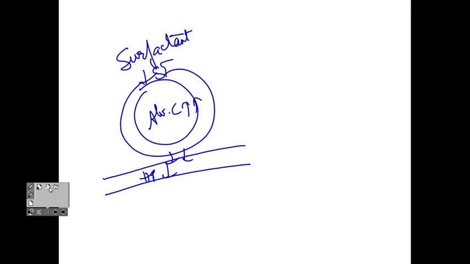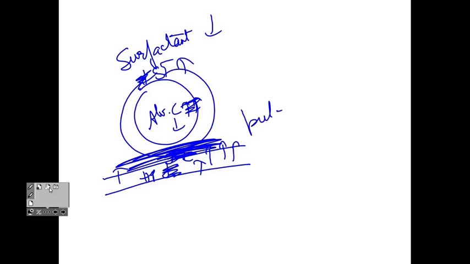So what does surfactant indirectly do? Decreases the hydrostatic pressure. So if surfactant is less, surface tension will be higher, so compliance will be lesser. That compression is not there. Therefore, what can happen to the hydrostatic pressure? Increase. And that can cause filtration of fluid into the space, and that results in pulmonary edema.